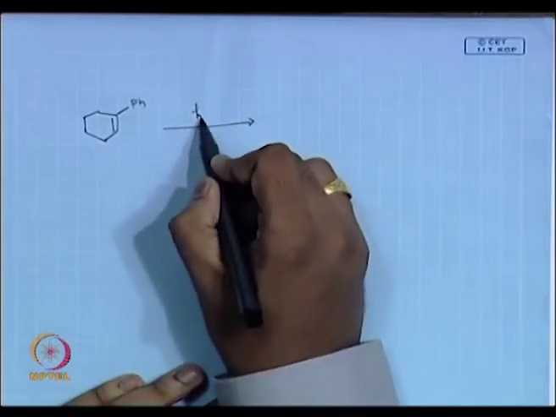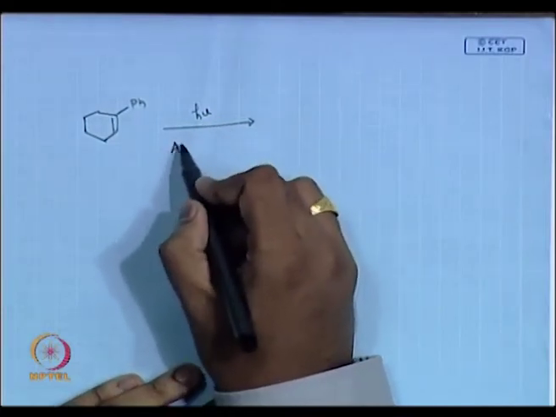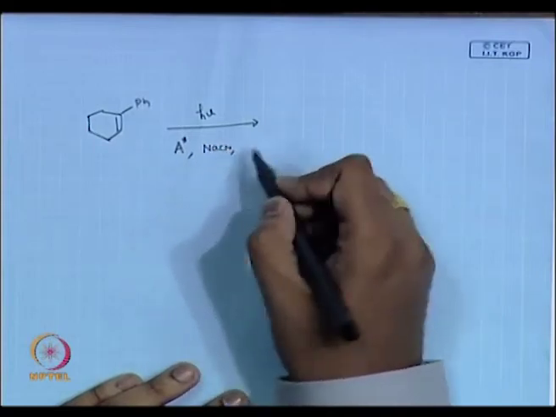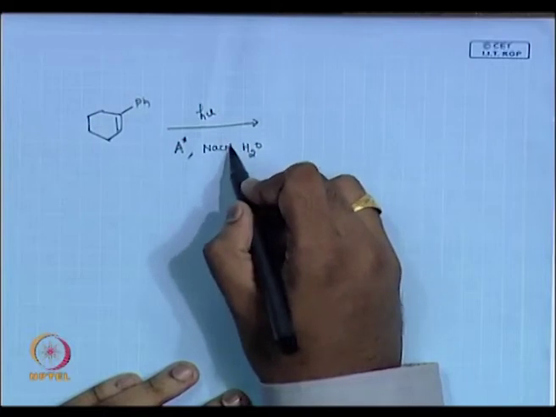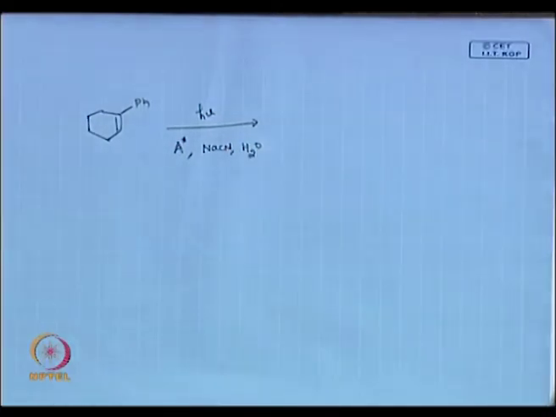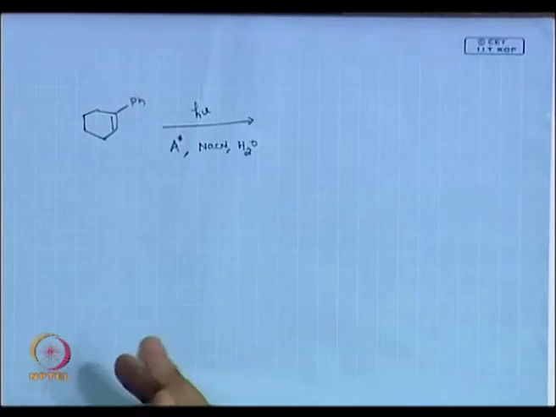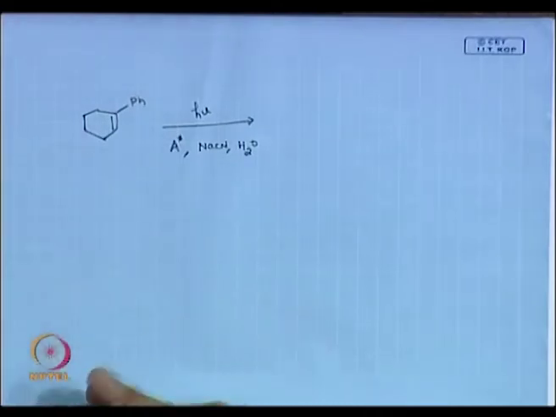So you want to photolyze this in the presence of an acceptor. I can take 9-cyanoanthracene in water. You can do it in regular bulbs, this chemistry, because you have a cyclohexene which is available, sodium cyanide plus water. What product do you expect? What will be the product?